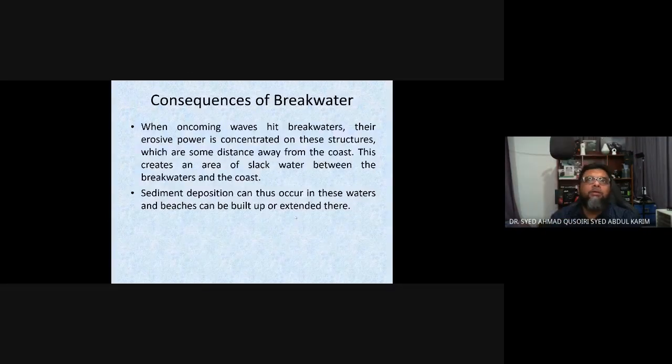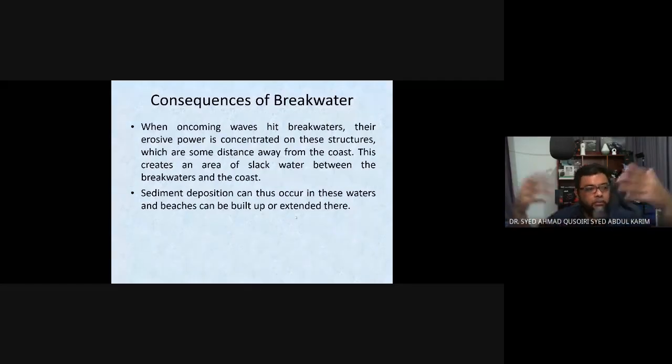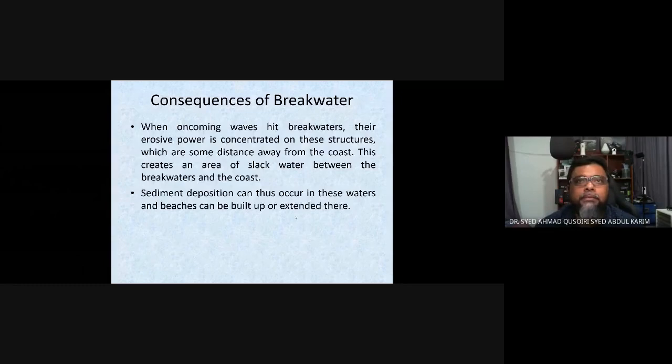Consequences. So because the coming waves hit the breakwater, their erosive power is concentrated on the structure. This creates an area of slack water. Okay, so bahagian belakang breakwater tu sepatutnya kawasan air yang agak tenang lah kan, compared to bahagian hadapan dia. Sedimentation can occur. Okay. So mendapan lumpur, selut dan sebagainya boleh berlaku di kawasan antara breakwater dan pantai, kawasan air yang tenang ni lah kan. Sebab tak ada ombak lagi dah.